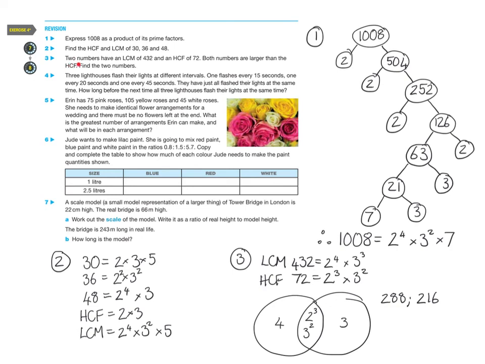Now, question 3 says 2 numbers have a lowest common multiple of 432. And you'll see that I've done the product of prime factors over here. Then the highest common factor of 72 I've also done, and I've put them into a Venn diagram so that I can see the intersection is going to be 2 to the power of 3, 3 to the power of 2, which is where the highest common factor happens. And that just leaves me with a 2 and a 3 to deal with.